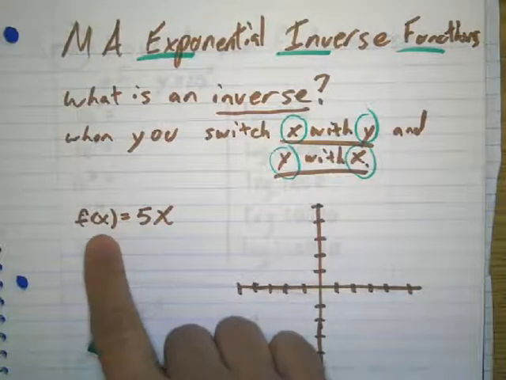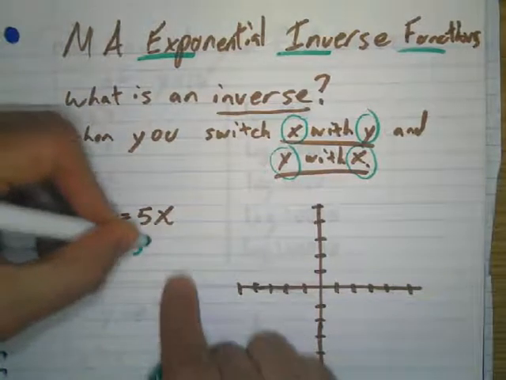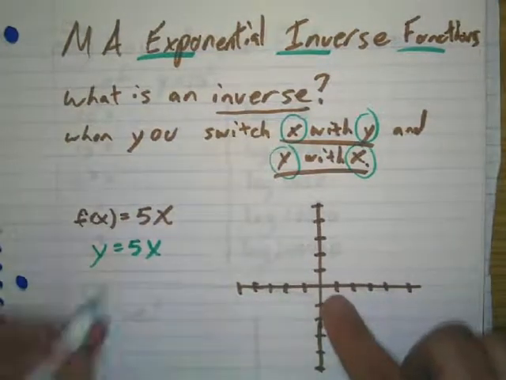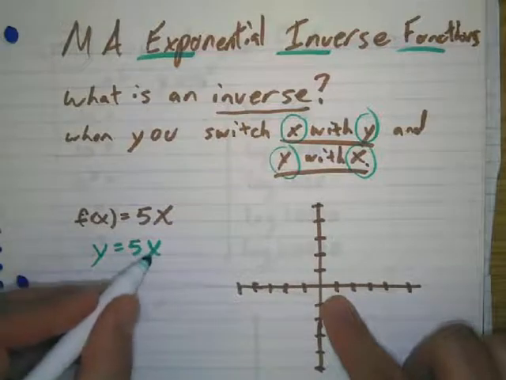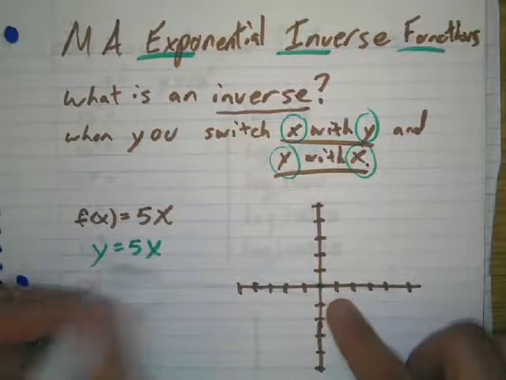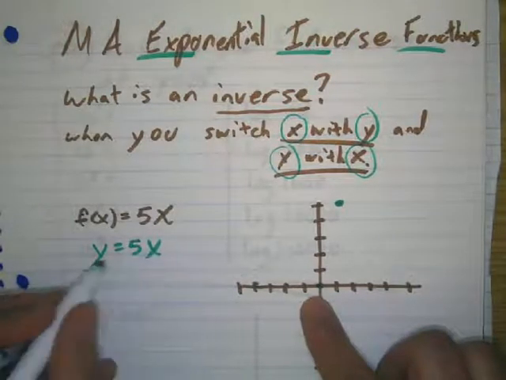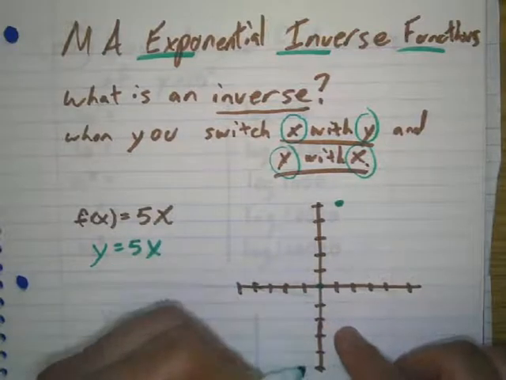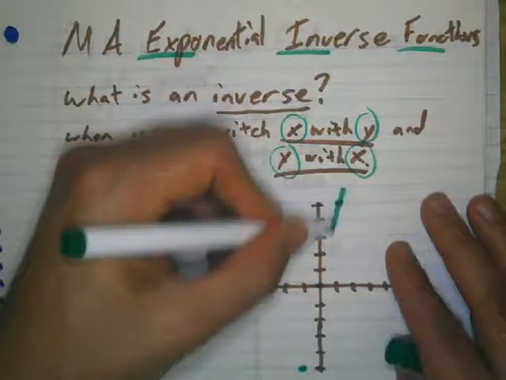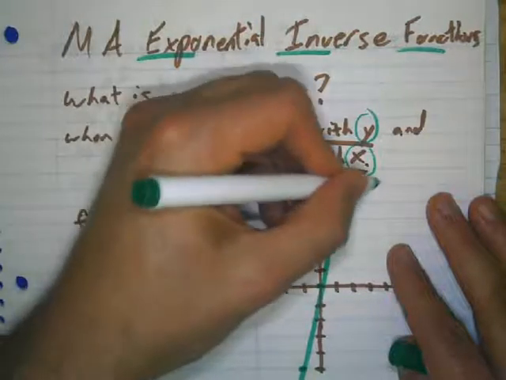We have y equals 5x. If I was going to graph that, I've got a slope of 5. When x is 0, y is 0. When x is 1, y is going to be 5. When x is negative 1, y is going to be negative 5. So we're going to get a line that looks like this, right? This is the line y equals 5x.